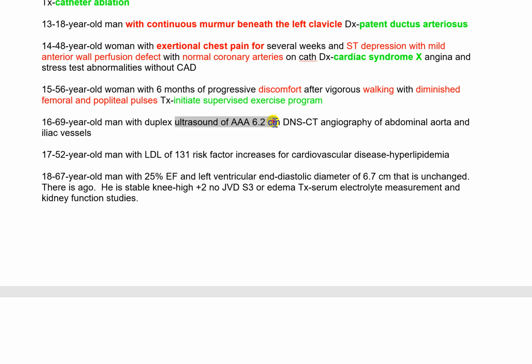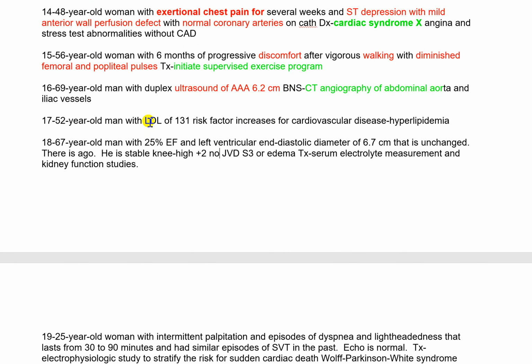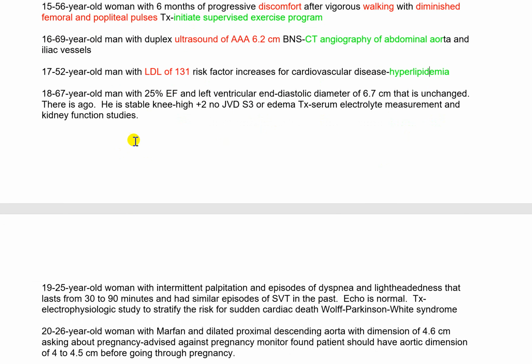When you see an aortic aneurysm of 6.2, what do you do? What's the best next step? If the ultrasound shows that, you do a CTA so that you can possibly operate. This is an easy question. They give you a patient with an LDL of 131. What's increased risk for cardiovascular disease? Hyperlipidemia. That's why we give a statin.